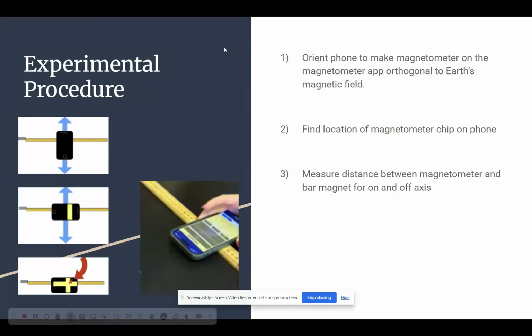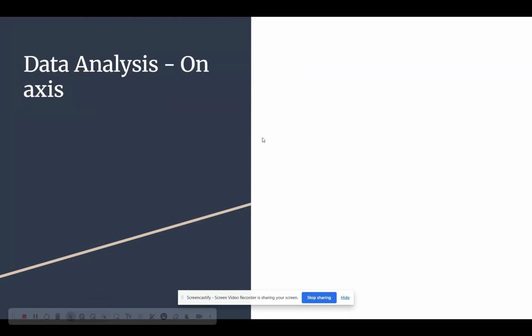So, experimental procedure. The first step is to orient the phone so the magnetometer in the magnetometer app is orthogonal to the Earth's magnetic field, which you can see over here. Step 2 is to find the location of the magnetometer chip on the phone, which you do here. And then step 3, you would measure the distance between the magnetometer and the bar magnet for on and off axis, which you can see we do here. And over here is just a photo of us conducting that.